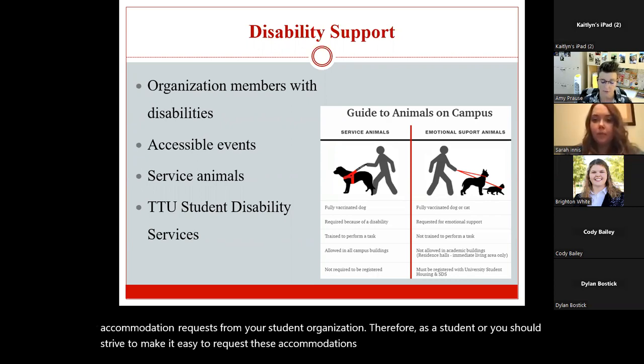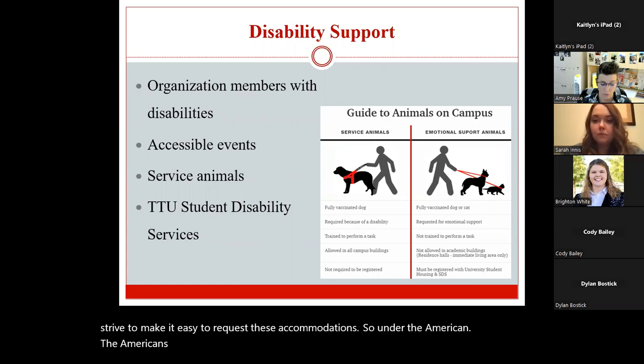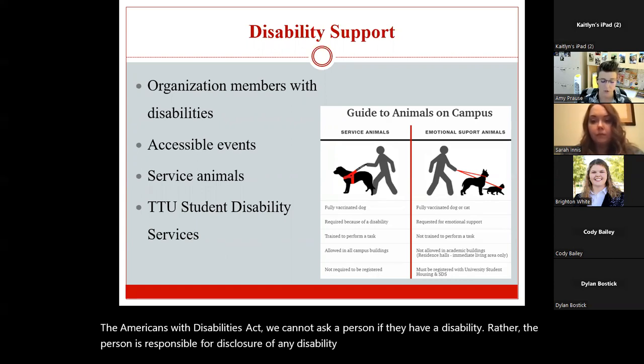So under the Americans with Disabilities Act, we cannot ask a person if they have a disability. Rather, the person is responsible for disclosure of any disability. Often then, upon disclosure, we can accommodate that difference.